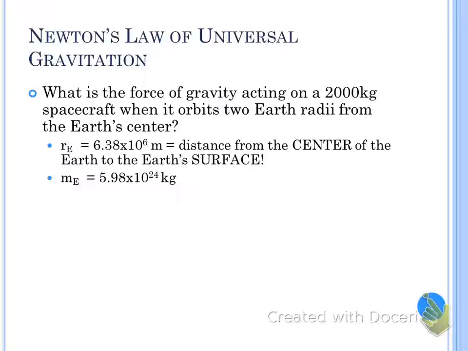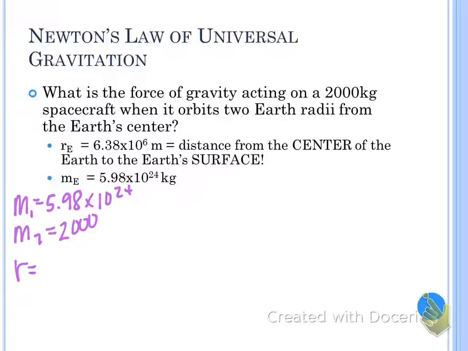Force of gravity. So we know M1. We'll just call M1 the mass of the Earth. So M1 is 5.98 times 10 to the 24th. M2 is 2,000. G we know. We're solving for FG. But R here, it says 2 Earth's radii from the center.